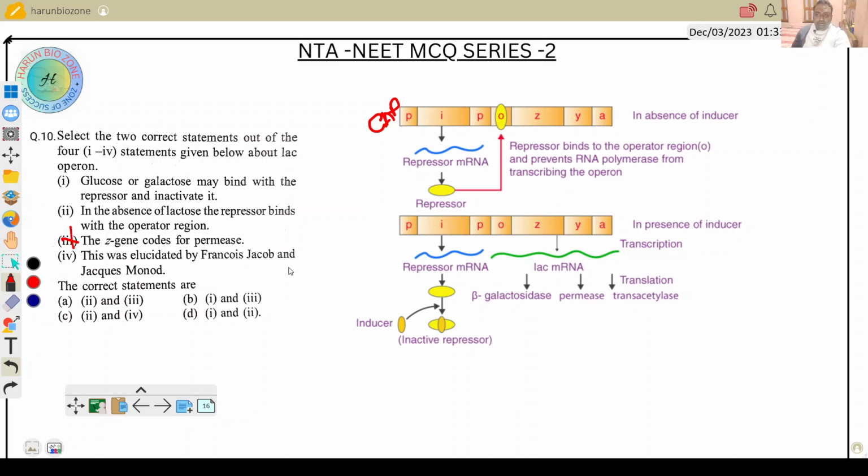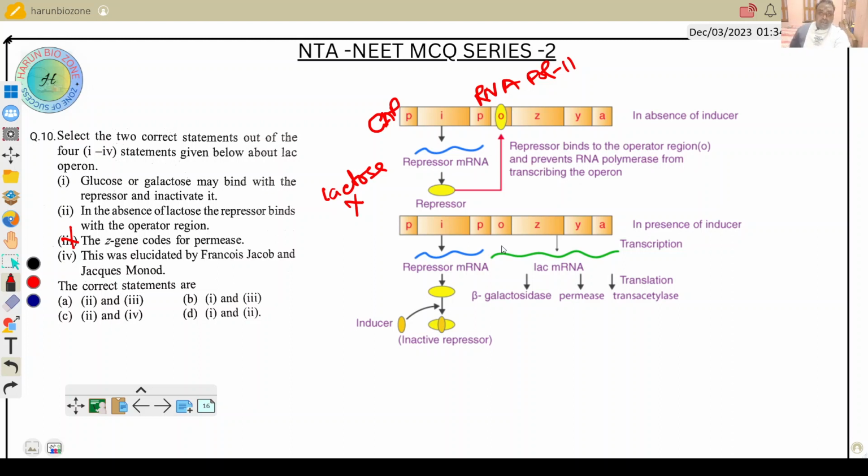Number 2, this was elucidated by Francois Jacob and Jacques Monod. Yes, Jacob and Monod first proposed this operon model in prokaryotic cell in 1953. In the absence of lactose, the repressor binds with the operator region. So here look, this is the inhibitor gene that by transcription and translation produces a repressor protein. When lactose is absent, this repressor protein combines with operator region, and this operator region is blocked. So RNA polymerase enzyme that binds with the promoter region does not move towards the structural gene. So no transcription occurs, no products are formed. These genes are not expressed.